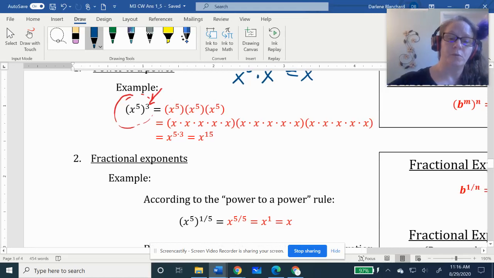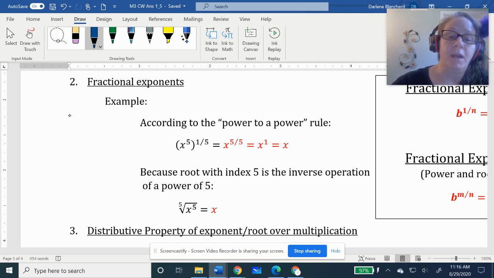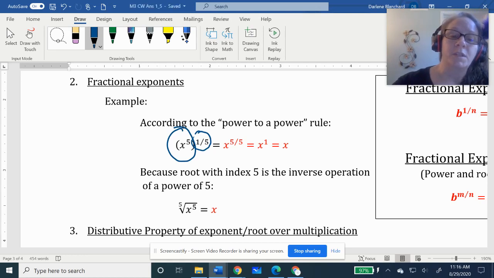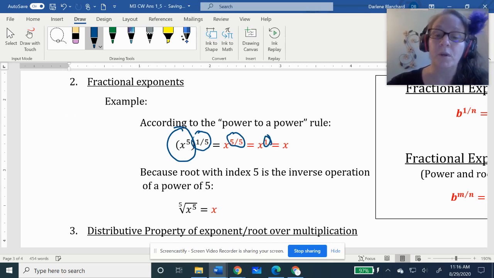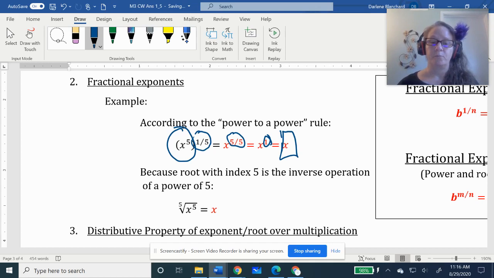The next exponent rule is the issue with fractional exponents. According to the power rule that we just learned, if I have x to the 5th power, and I put that to the power of the fraction 1/5, that means I multiply 5 times 1/5. What is 5 times 1/5? It is 1. What is exponent 1? Not needed to be there. So we have just plain old x.